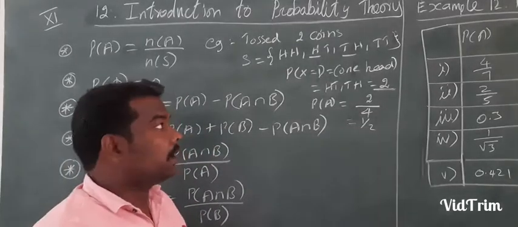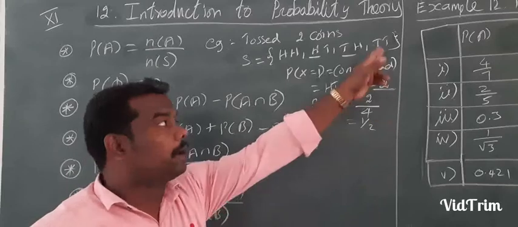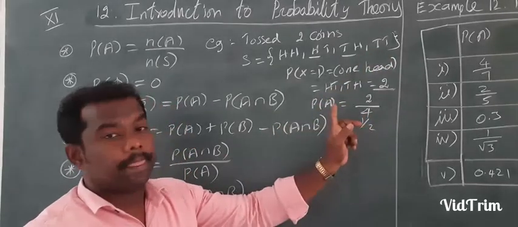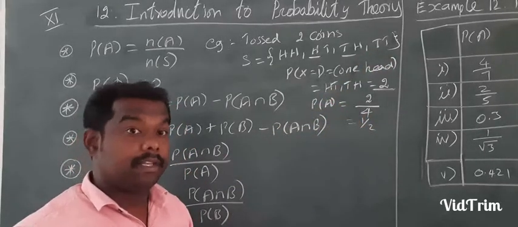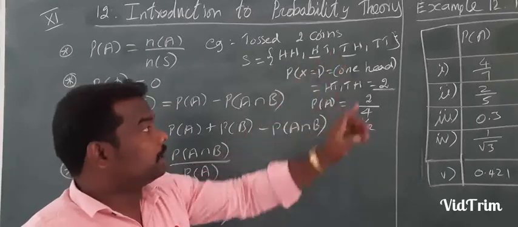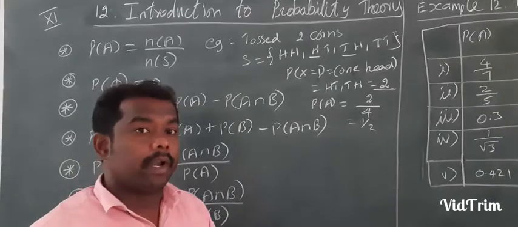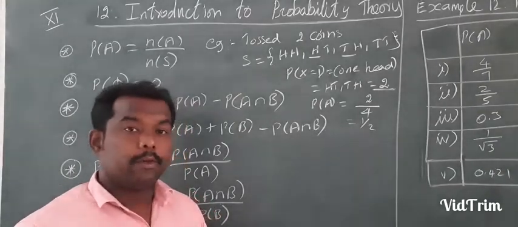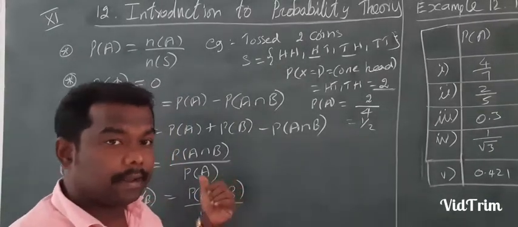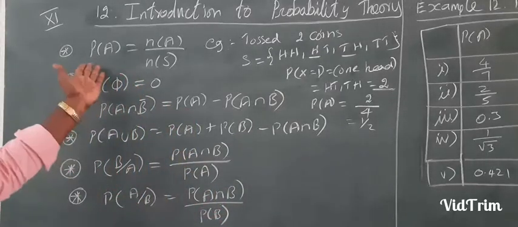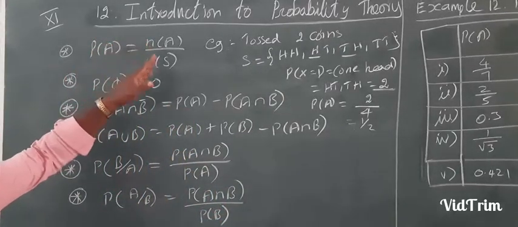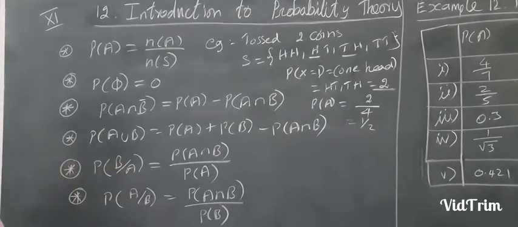Suppose they ask what is the probability of 2 heads? That is 1 by 4. What is the probability of 3 heads? 1, 2, 3, which means 3 by 4. This is the method we use to find the probability, using P of A is equal to n of A by n of S. Some important formulas we need.